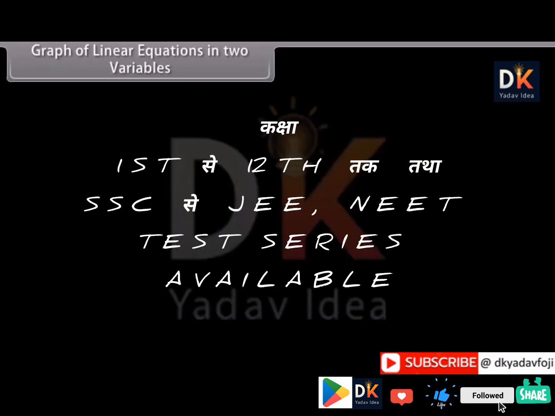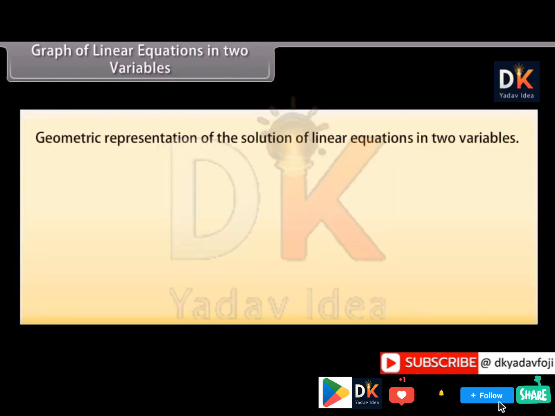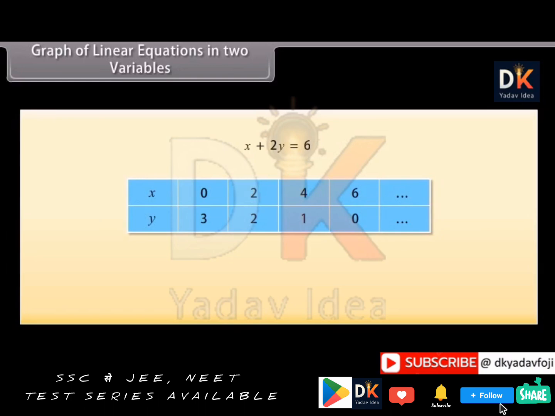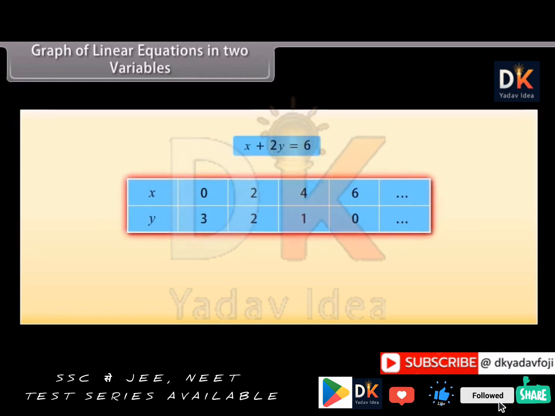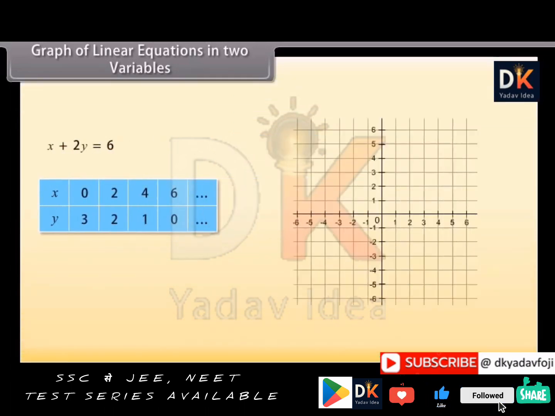Graph of linear equations in two variables. Now let us look at the geometric representation of the solutions of linear equations in two variables. Look at this table. The solutions of the given equation are expressed in the form of this table. These are the values of x and these are the values of y. Let us now plot these points on graph paper.